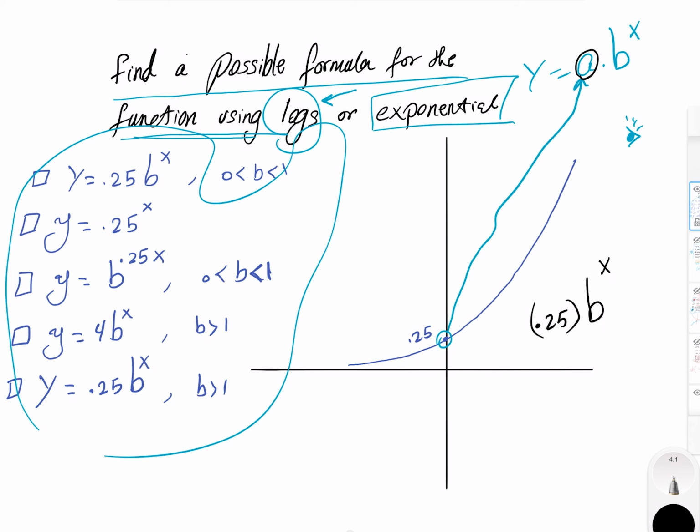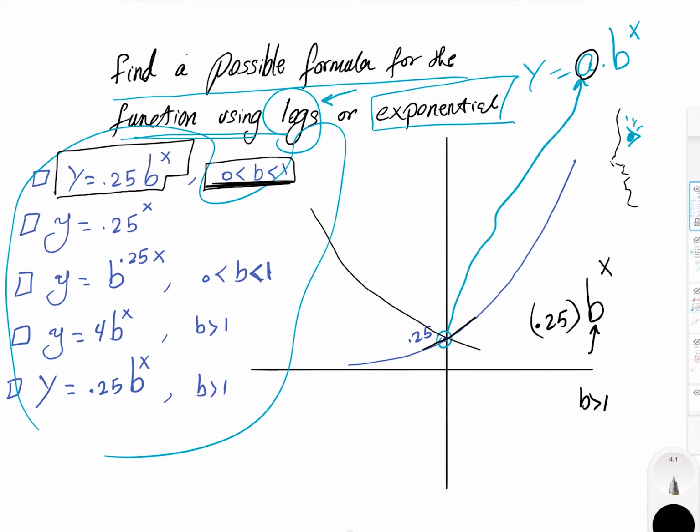I'm going to write b to the power of x. But looking at the graph, b should be more than 1 because it's increasing. So this is what I see. Let's go to the choices. First one, 0.25 b to the power of x, is exactly what I have. But they said b is between 0 and 1, which means it's going to decay like this. So that's not good.